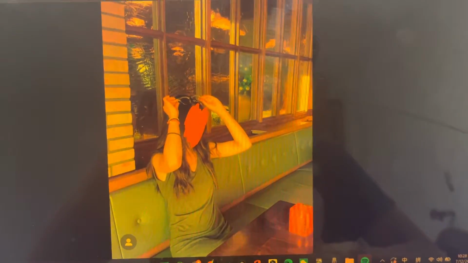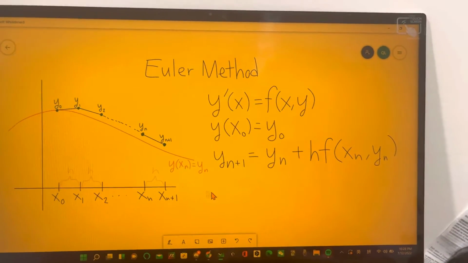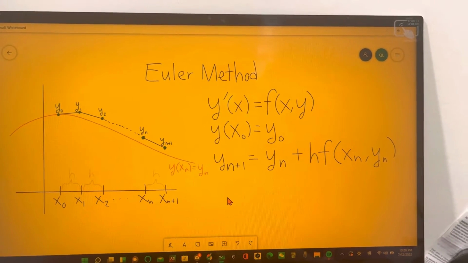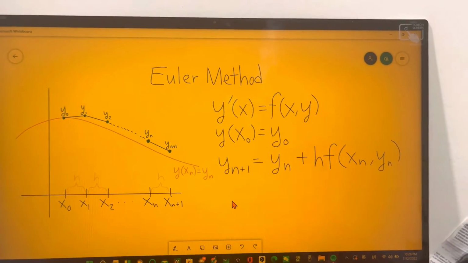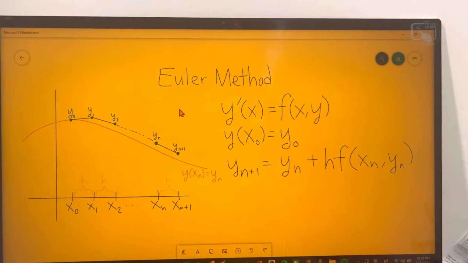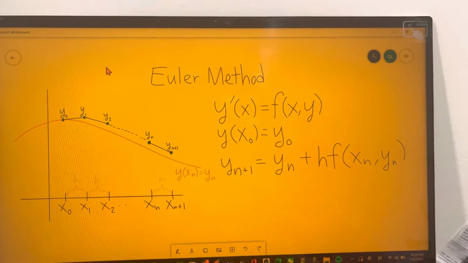Now the way we're going to do this is via something called the Euler method. Actually, when I did it a couple of days ago, when she posted it, I used Newton's method. But it turns out that Newton's method had some flaws in it, so I realized that the Euler method just works better in this case.